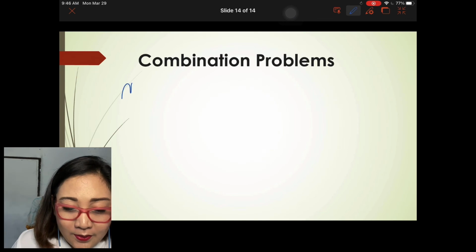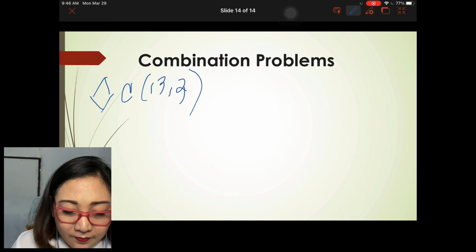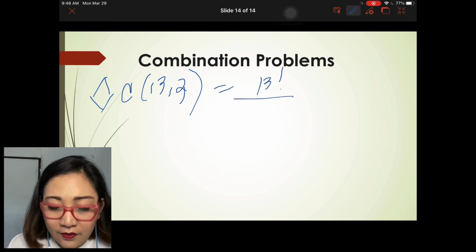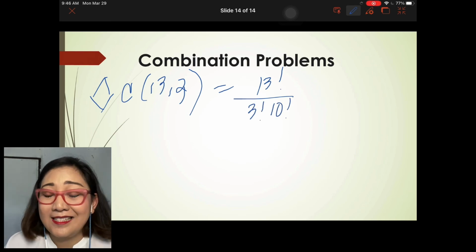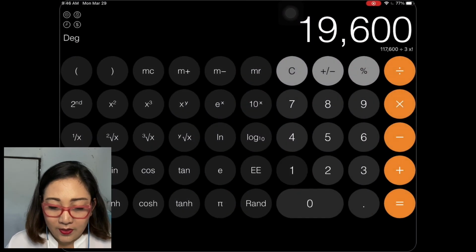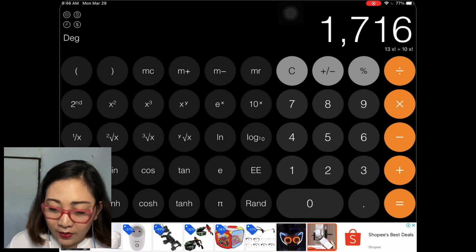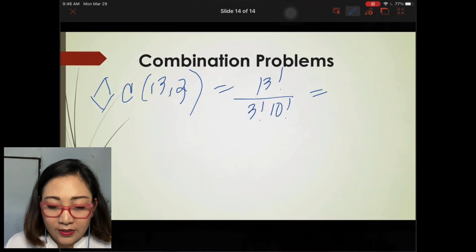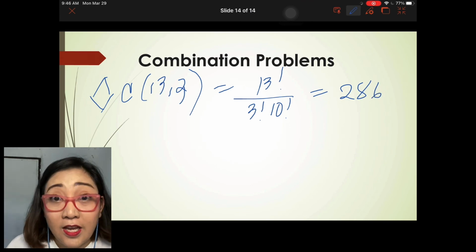Okay? So, let's start with diamonds. That's 13 taken 3 at a time. That's 13 factorial divided by 3 factorial times 10 factorial. Again, where did the 10 come from? 13 minus 3. So, this is going to be 13 factorial divided by 10 factorial divided by 3 factorial. 286 combinations for the diamonds alone.